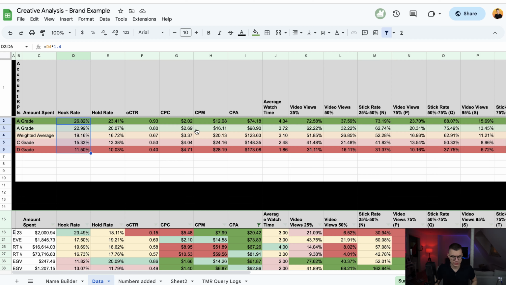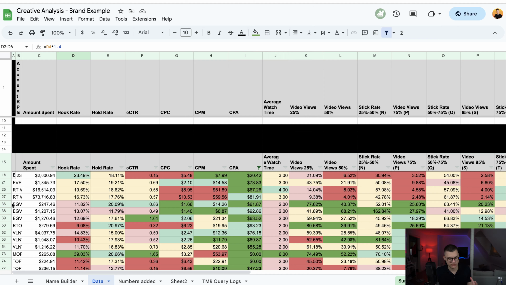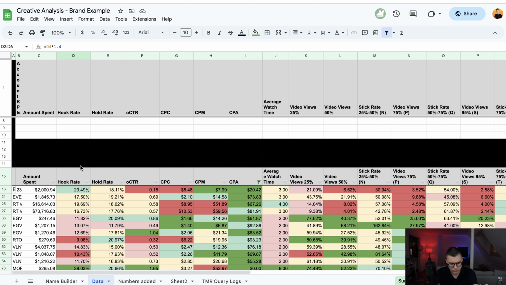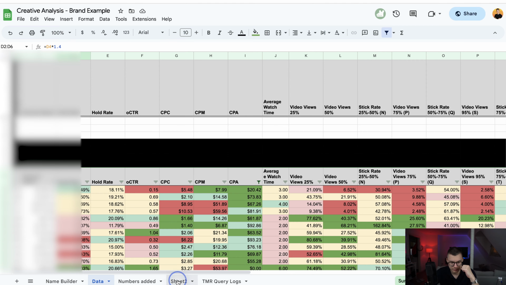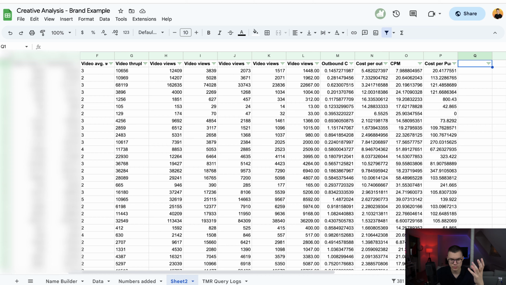First things first, usually we would have the ad name and ad ID here. It's just shrunk down because obviously this is from a real client, so I don't want you to see the real numbers. But how this sheet works is, first of all, you import your Facebook data: amount spent, video views, impressions, video average watch time, video thruplays, video views at 25%, 50%, 75%, and 95%. And then your outbound CTR, cost per outbound click, CPM, and cost per purchase, because those are the most important numbers.